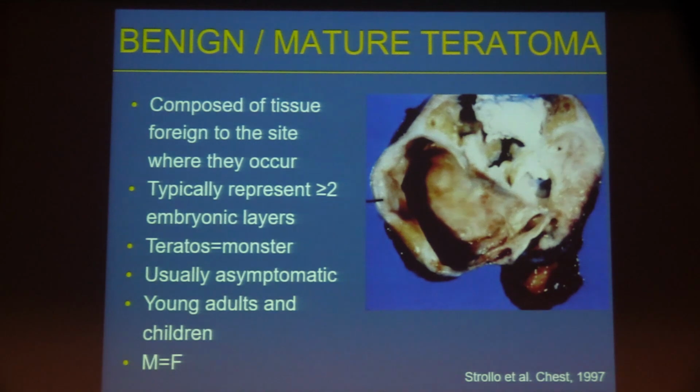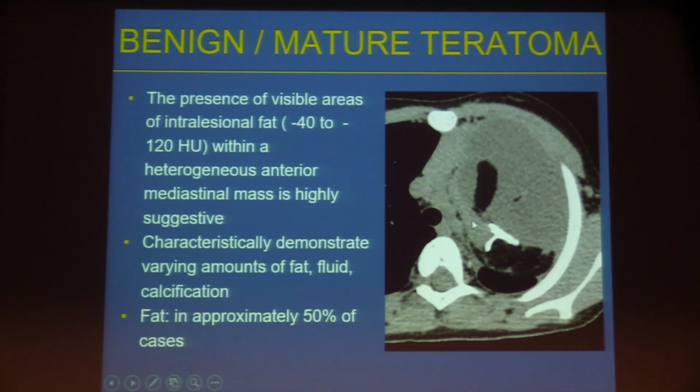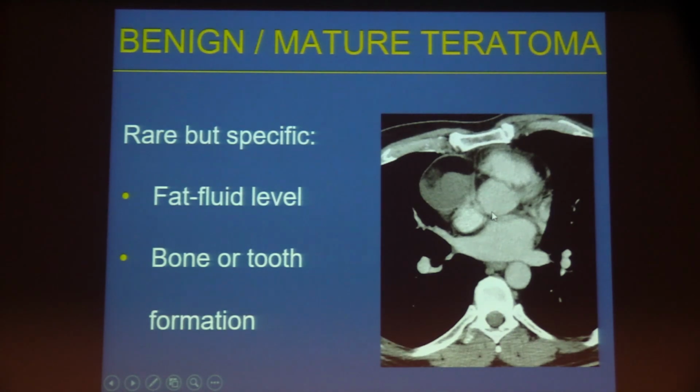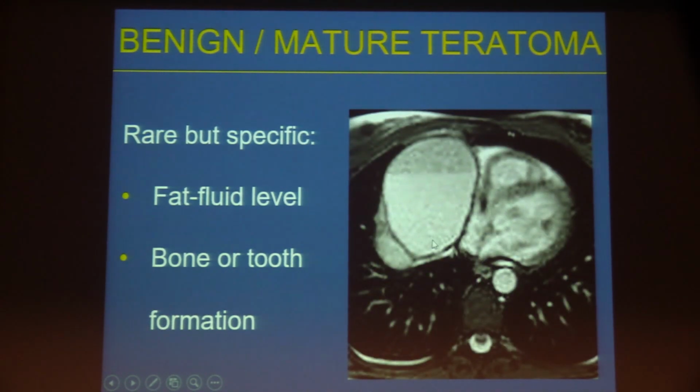The next one where we can shine is the benign or mature teratoma. This is a tumor that's composed of tissue foreign to the site. Typically present are two or more embryonic layers, and they're usually asymptomatic, in young adults, men and women. What we're looking for is fat, frank fat, -40 to -120. We're looking for teeth and bone. We can see some fluid. And the thing that's pathognomonic is if we see a fluid level, as here, fat and fluid, or bone and tooth formation. This is MRI that shows very nicely the fluid level, typical for a teratoma. There's no need to do anything. Usually they're taken out though.